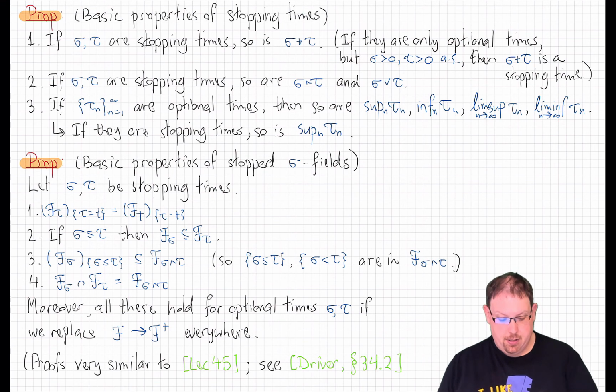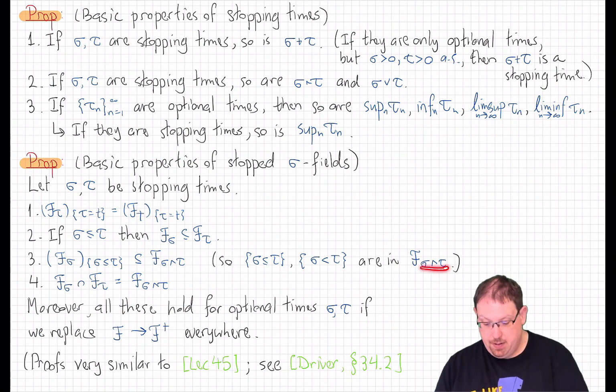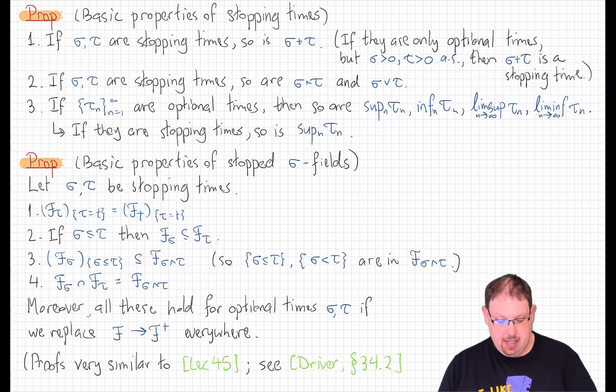If we restrict the stopped sigma field F_sigma to the event that sigma is less than or equal to tau, that's contained in the stopped sigma field at time sigma min tau. And so in particular, the events that sigma is less than or equal to tau or sigma is less than tau, or their complements, are in the sigma field F_{sigma min tau}. And that sigma field, F_{sigma min tau}, is the same as the intersection of the two stopped sigma fields, F_sigma and F_tau. Those are all statements about stopping times, and they're also all true for optional times, provided that we replace every instance of an F with an F plus.